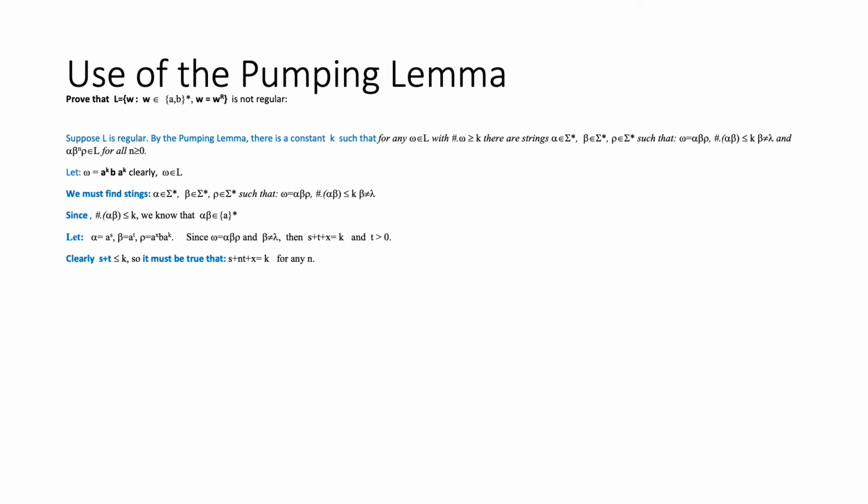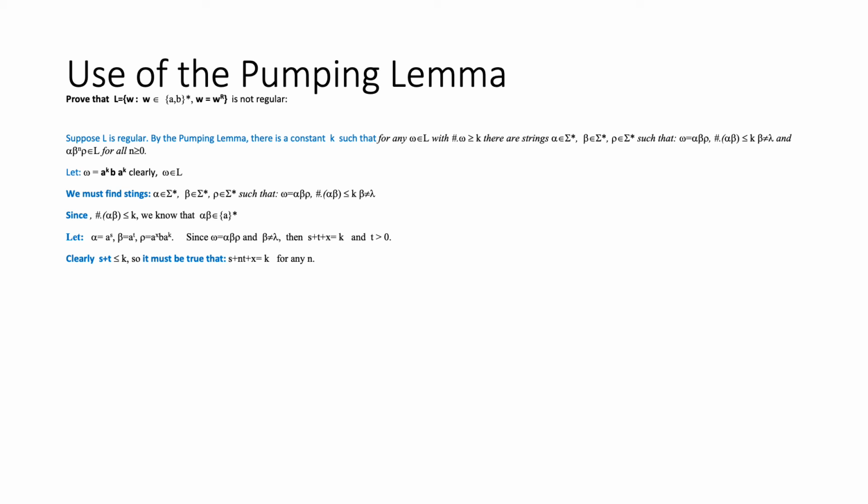Then the string that I'm going to choose is K A's followed by B followed by K A's. Clearly this omega is in L. The reverse of omega will be A^K B A^K, which is the same: K A's followed by B followed by K A's. The reverse will be K A's followed by B followed by K A's.